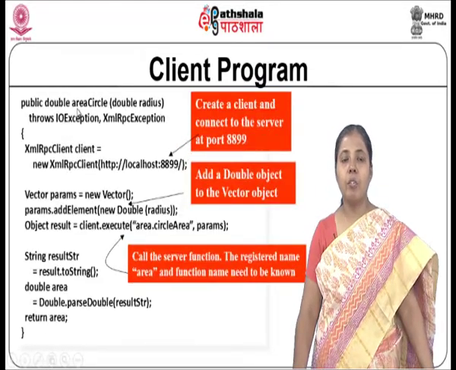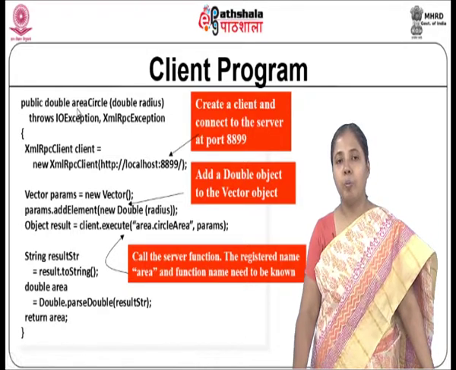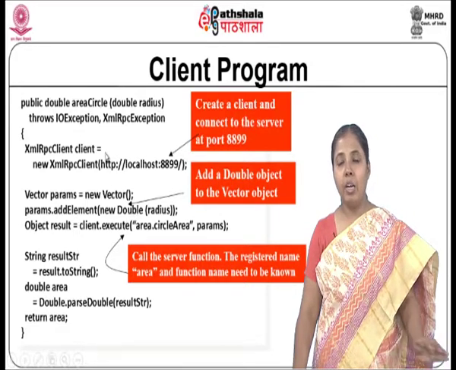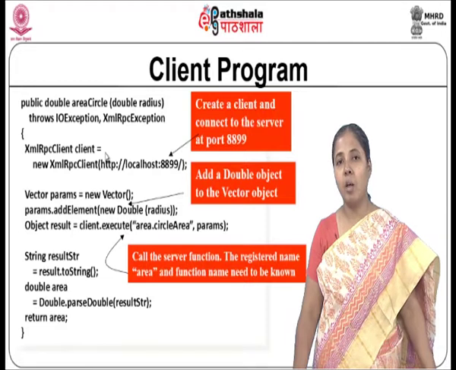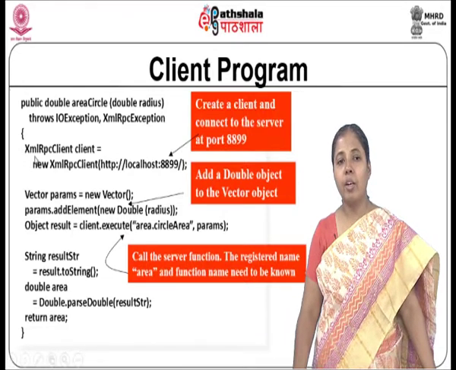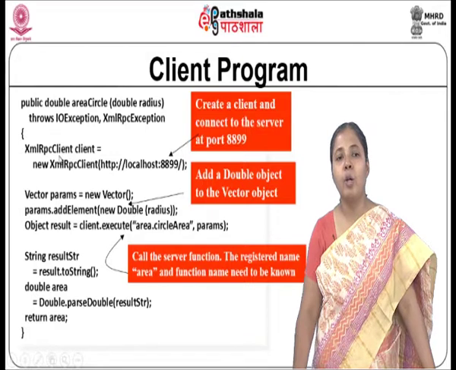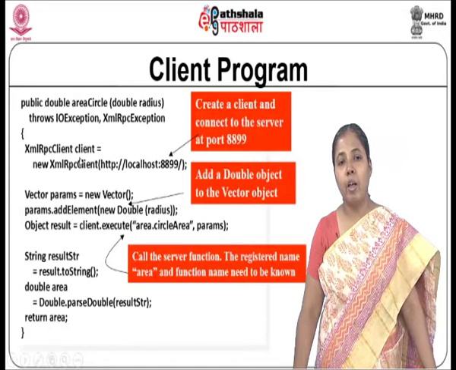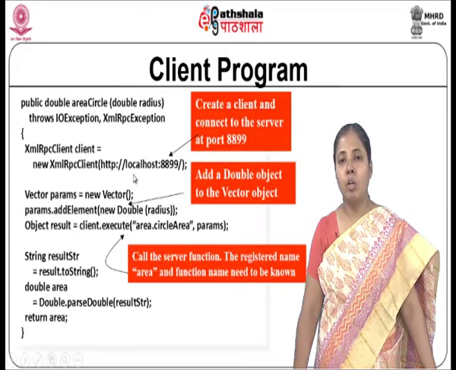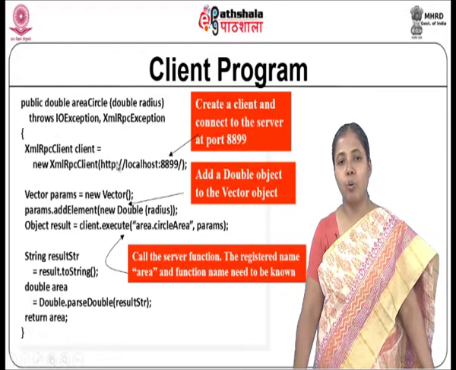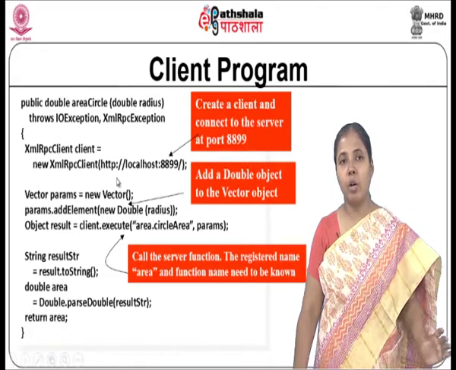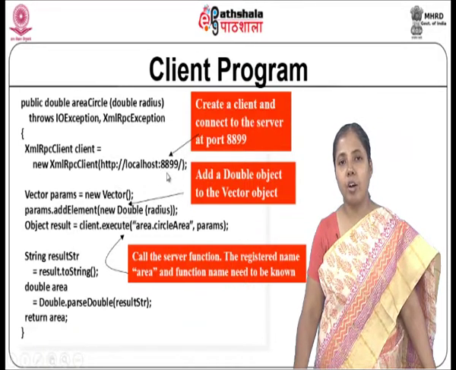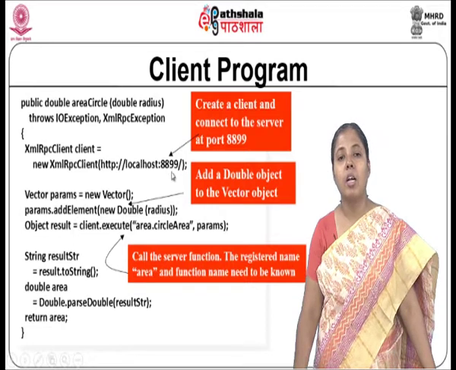So, here you can see that we now define a method called area circle. In the area circle we will actually create an XML RPC client. I told you that there is a class called XML RPC client, using which you create an XML RPC client. You need to connect this client to the server. The server and the client are running on the localhost, so give the localhost address and the port number where the server is running. It is running on port number 8899.